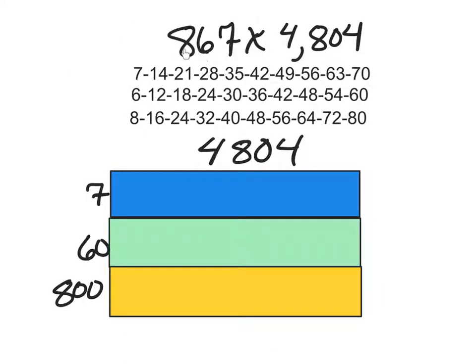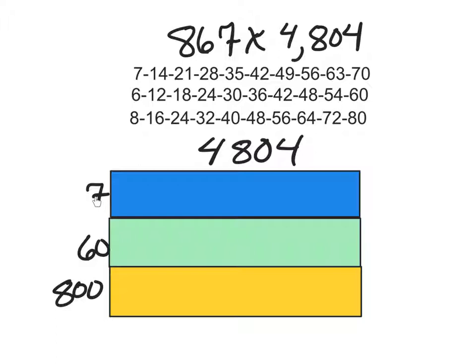And here it is, my friends. 867 times 4,804. So the first thing I did was do my counting by the numbers for 8s, 6s, and 7s. Then I took the 4,804 and plugged it in right up on top of my 3 area boxes right there, my friends. I broke the 867 into 800 plus 60 plus 7.